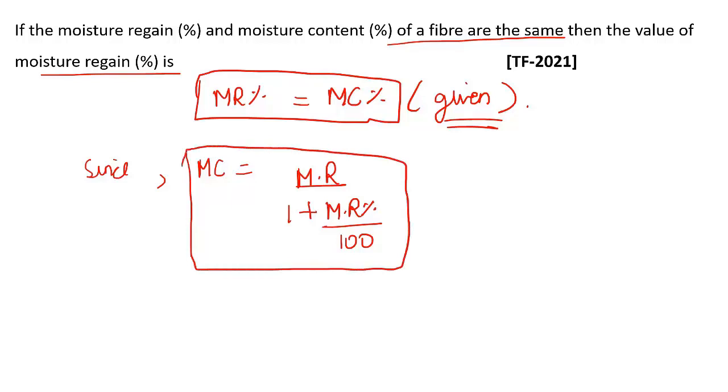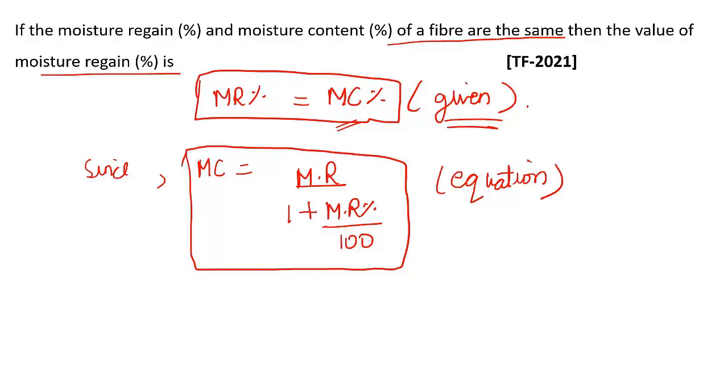So if both these values are equal, at what value of moisture regain or moisture content will this equation be satisfied? If you write 1 upon 1.01, it will not be equal. This equation will be satisfied for moisture regain equal to moisture content percent just in case the value is 0. You can put it here.